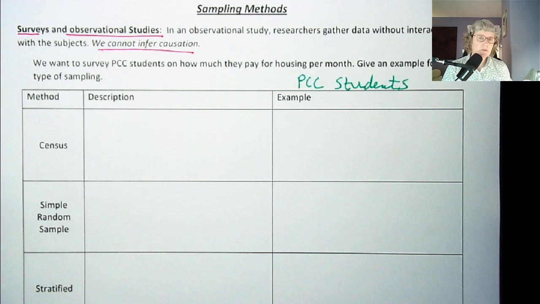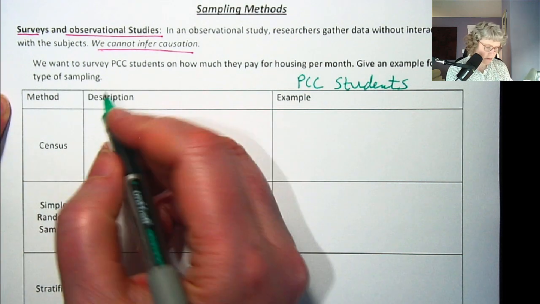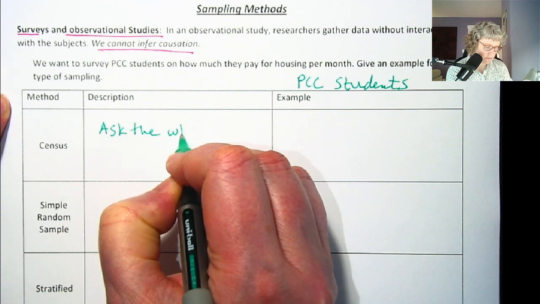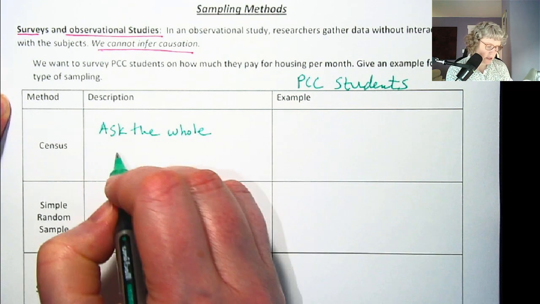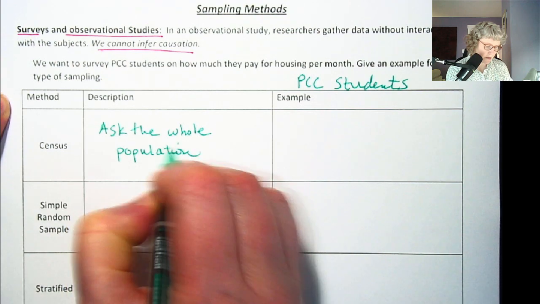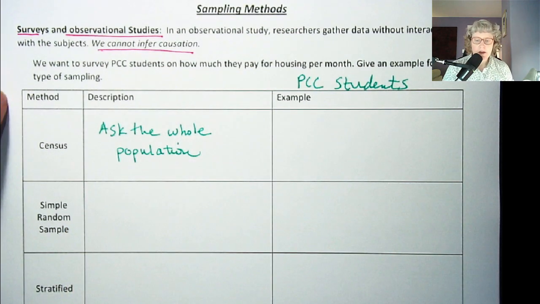Okay, so our first method is census, and you might recognize this from the US Census, where the government tries its best, does its due diligence to collect data from everyone. And so that's what a census means. It means ask the whole population, ask everybody in the target population. Now, as you can imagine, this is challenging. It's hard to reach everyone.